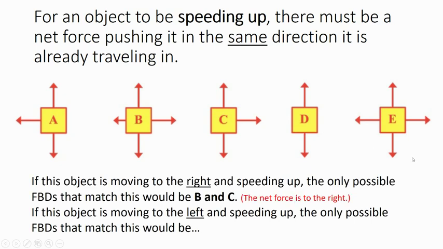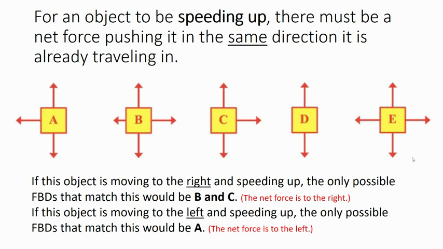Those two have a net force to the right, and so that means they could be moving to the right and speeding up. But let's say the object was moving to the left. If it's moving to the left and speeding up, the only possible options would be free body diagrams that have a net force to the left. And in this case, that would only be A. So that's for objects that are speeding up.